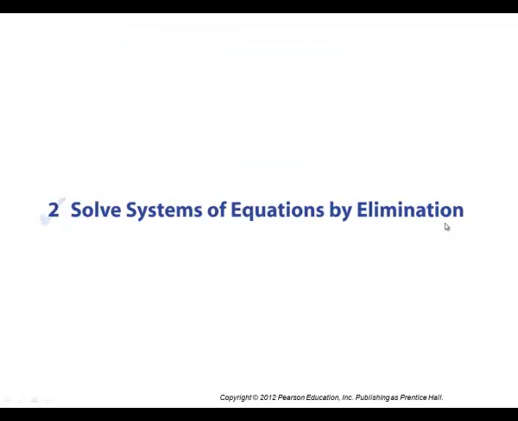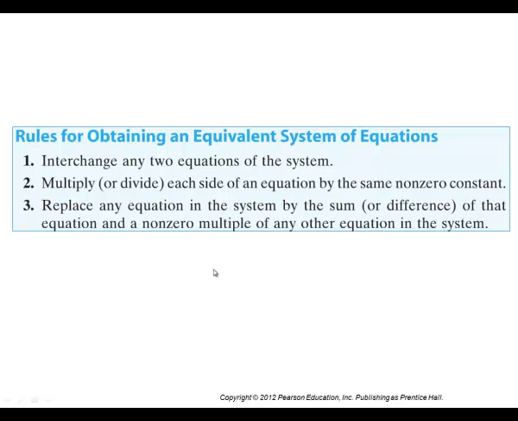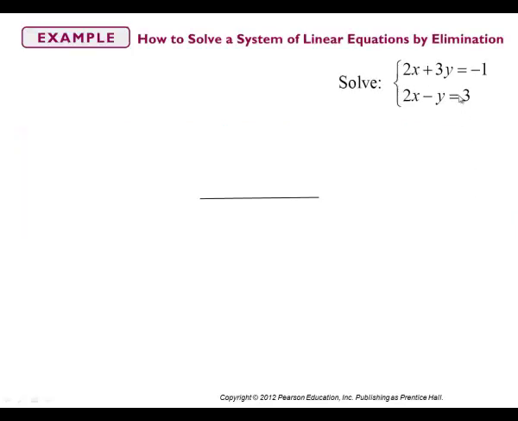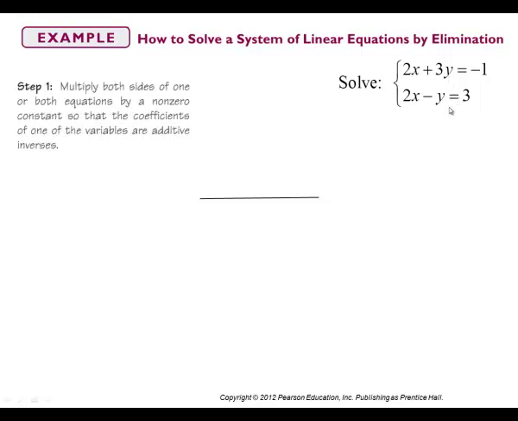Now we want to solve the system of equations using the elimination method. What we want to do is interchange any two equations of the system, multiply or divide each side of the equation by the same non-zero constant, and then replace the equation. And you're going to either add or subtract to eliminate one of the variables. So here are our equations again. And so what we need to do is eliminate either the x's or the y's.